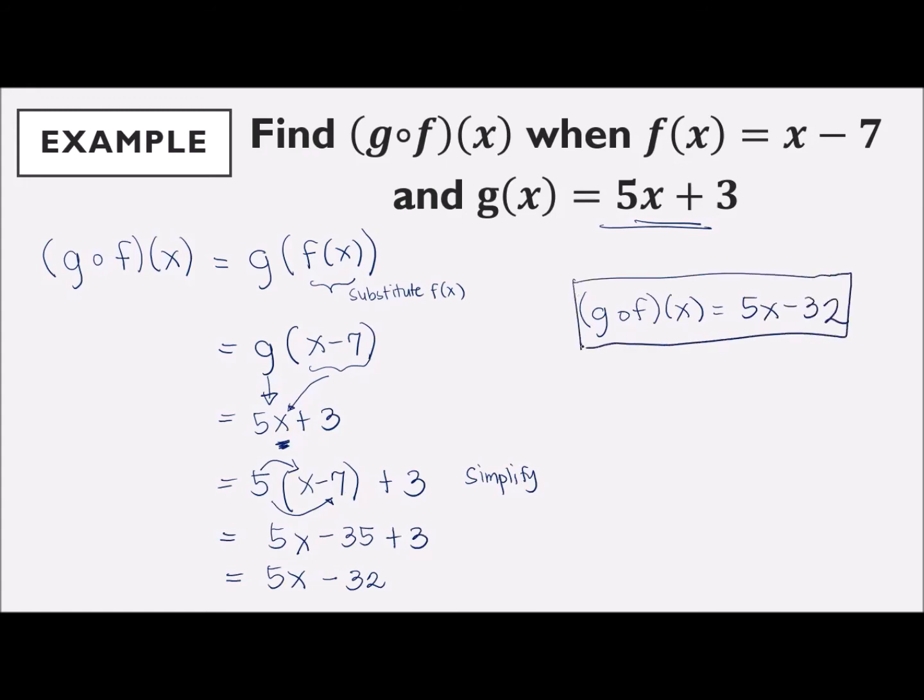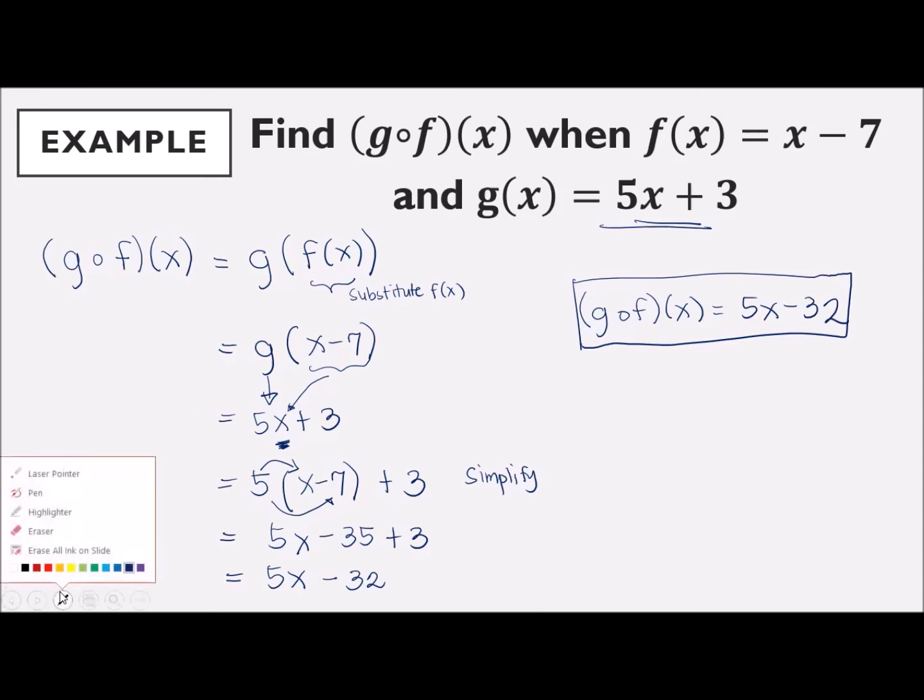Paano ulit po nangyari yun, ma'am? So, ulit, si g circle f of x ay katumbas ni g of f of x. So, yung nandito sa may kanan, i-substitute natin si f of x, which is x minus 7. And then, identify mo si g. So, this one is our g of x.